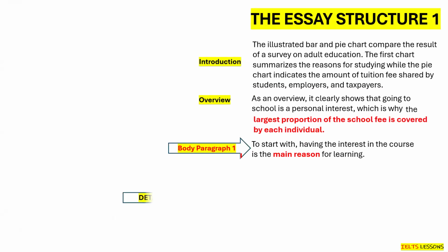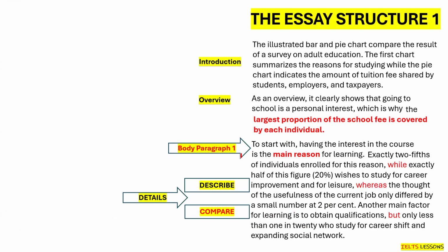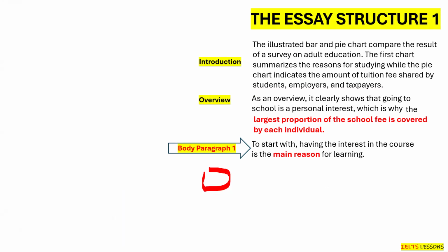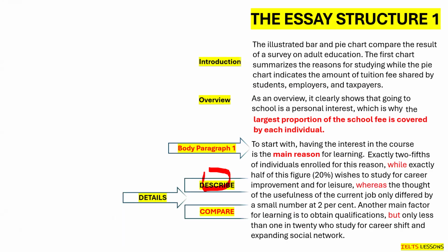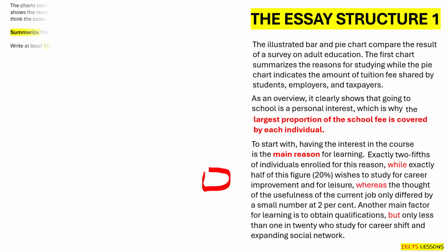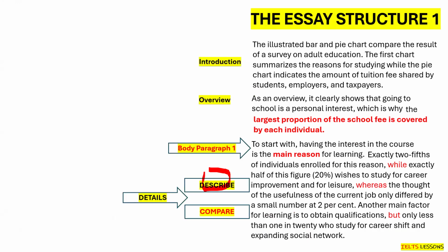So we have body paragraph one, and the body paragraph should contain the details, and those details contain the description of what the graph is, that means describe, and it also contains the comparison of what the graph shows. So that's the content of the body paragraphs.